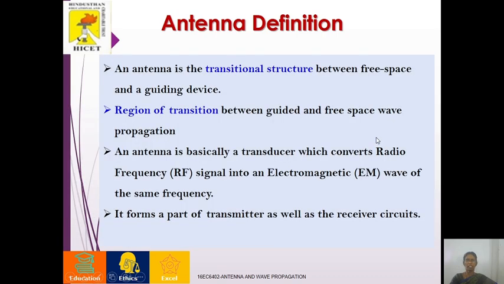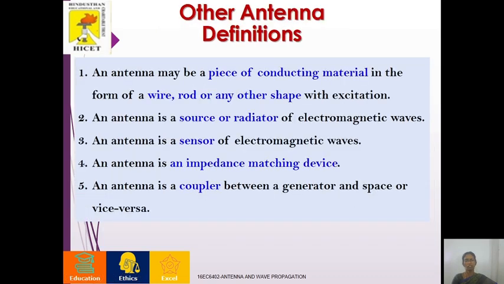So now we can define the antenna as a transitional structure between the free space and the guiding medium. Here the guiding medium is transmission line and waveguide. So the region of transition between the guided region and the free space wave propagation can be used to define the antenna. Antenna is basically a transducer which converts radio frequency energy into electromagnetic wave of same frequency. It will form the part of a transmitter as well as the receiver section.